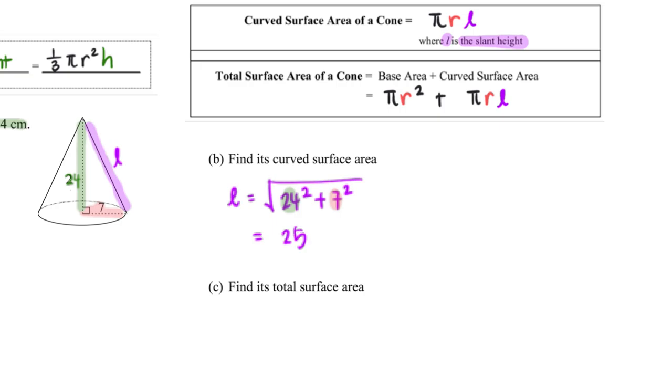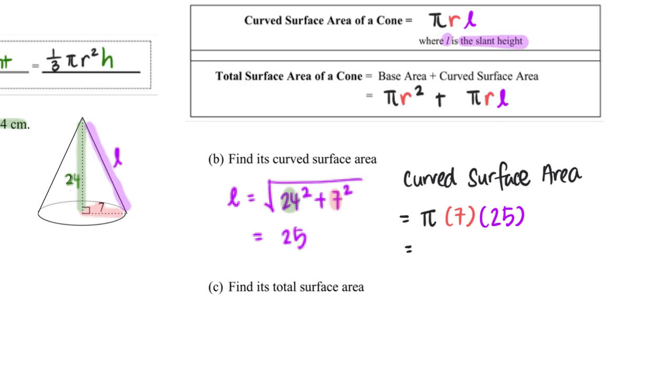And from here, the curved surface area that is required will therefore be pi. Radius is 7. Slanted height is 25. Okay. 549.7787. Final answer to be given in 3 significant figures. 550 cm square.